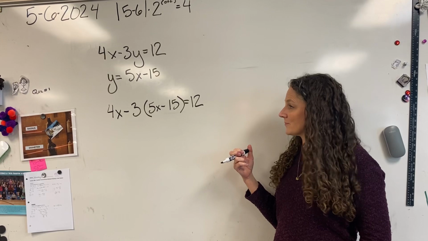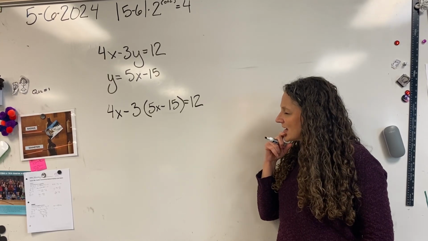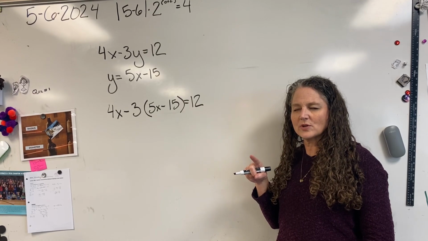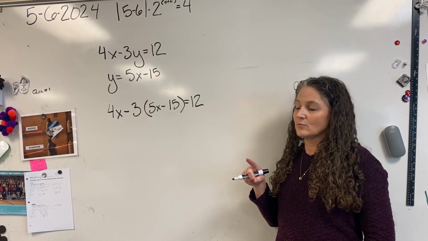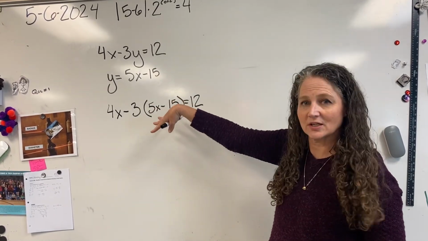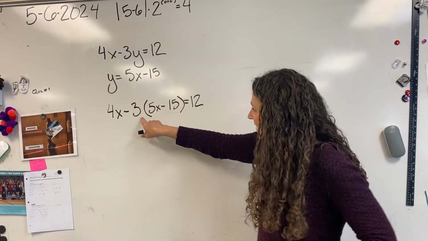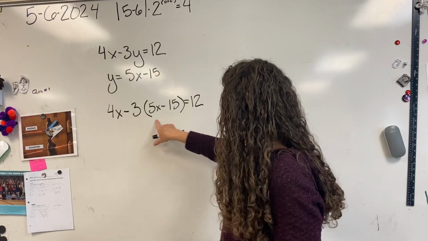We need to get the x's together somehow. There's something we might need to do before that. Bob, what might we want to do before that? There are these parentheses here. I don't want them in my life. So we have a 3 times everything in the parentheses.